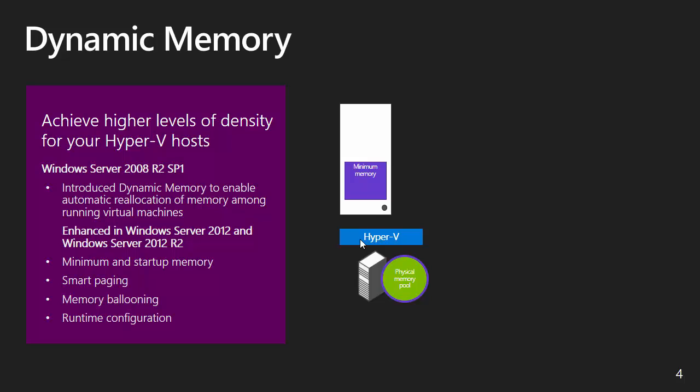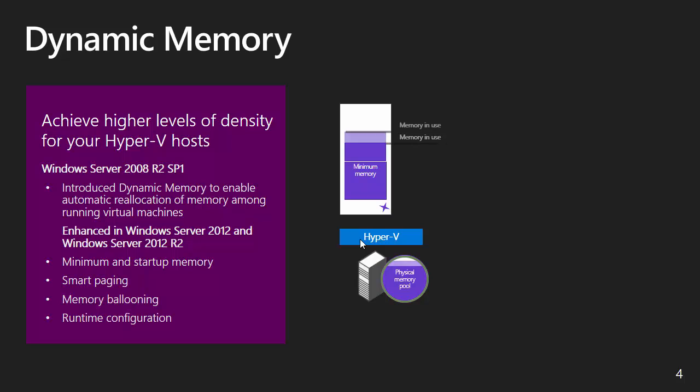So first up, as we take a look at some of the enhancements to Hyper-V itself, some of the big changes we've seen over the evolution of Hyper-V and Windows Server are the changes that have been made to dynamic memory. So some of the enhancements that we've seen in recent versions include the minimum and startup memory changes, enhancements to smart paging, memory ballooning, and runtime configuration changes. So let's jump in and take a look at some of these.